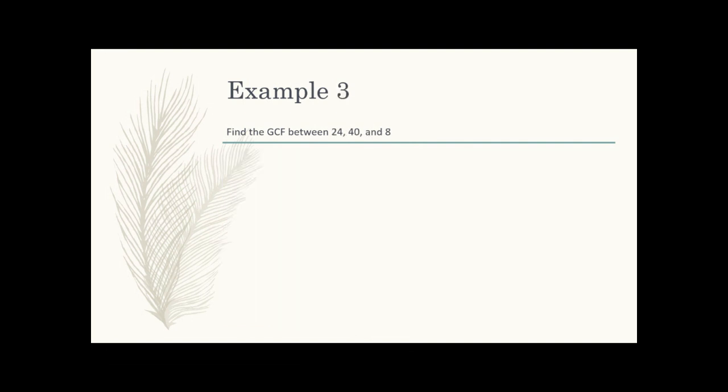Okay, so now example 3 is finding the GCF between 24, 40, and 8. So now we're looking at the greatest common factor between 3 numbers. Whenever I'm doing this, I always look at the smallest number because I have to be able to divide a number out of all 3 of these. I choose the factors of the smallest number, and then I see which of those go into both of the other numbers.